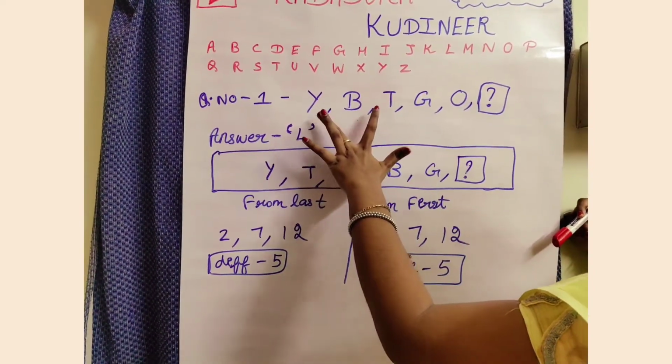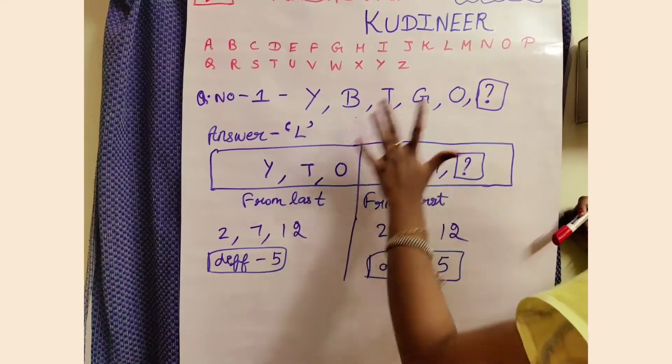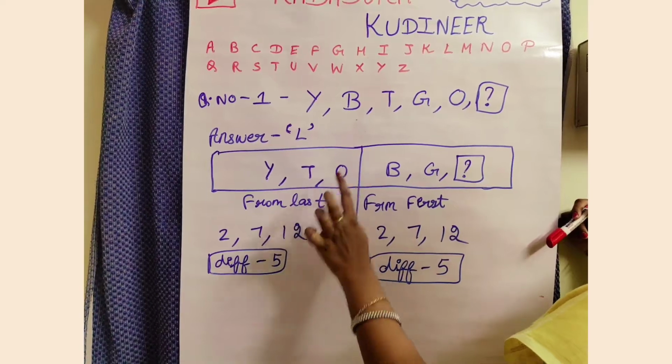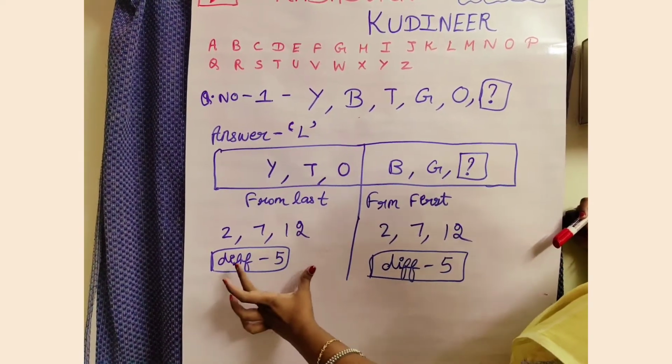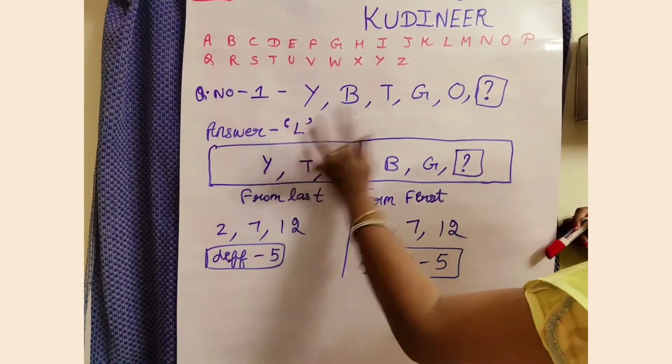We can observe that the difference between Y and T is 5 and the difference between T and O is 5. Now this is the second letter, this is the 7th letter, this is the 12th letter. So the common difference is 5. Applying the same here as well, the answer will be L.